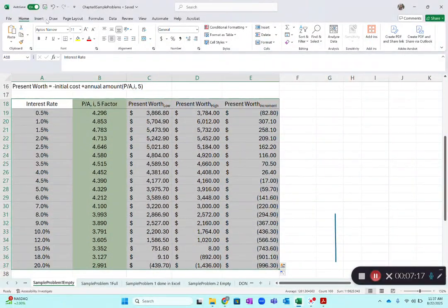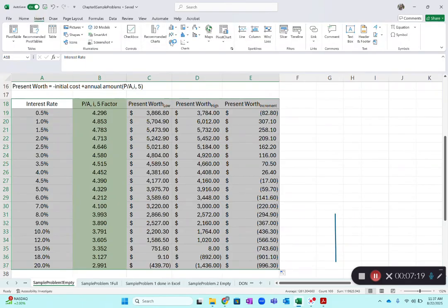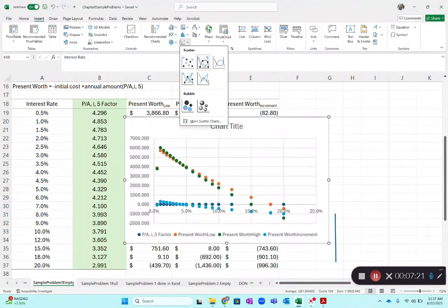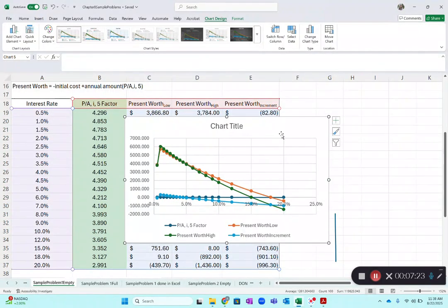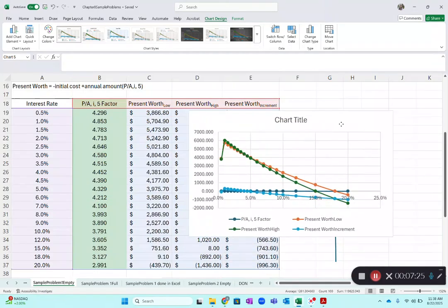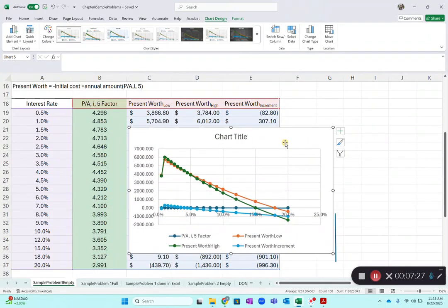So we're going to graph these so we can get a better idea of what's going on. I like the scatter plot with the smooth curves. Uh-oh, something is wrong. Let's go look at that first point. That looks wrong to me.